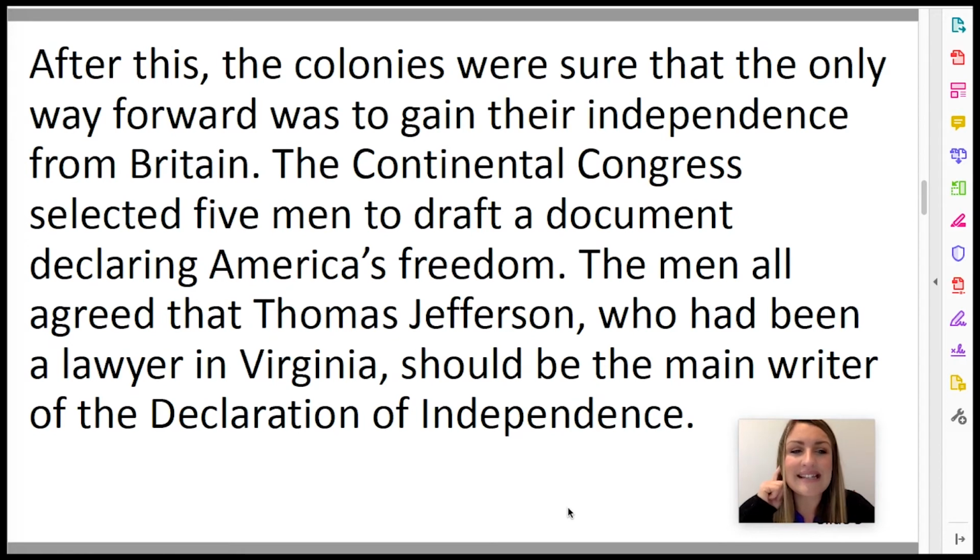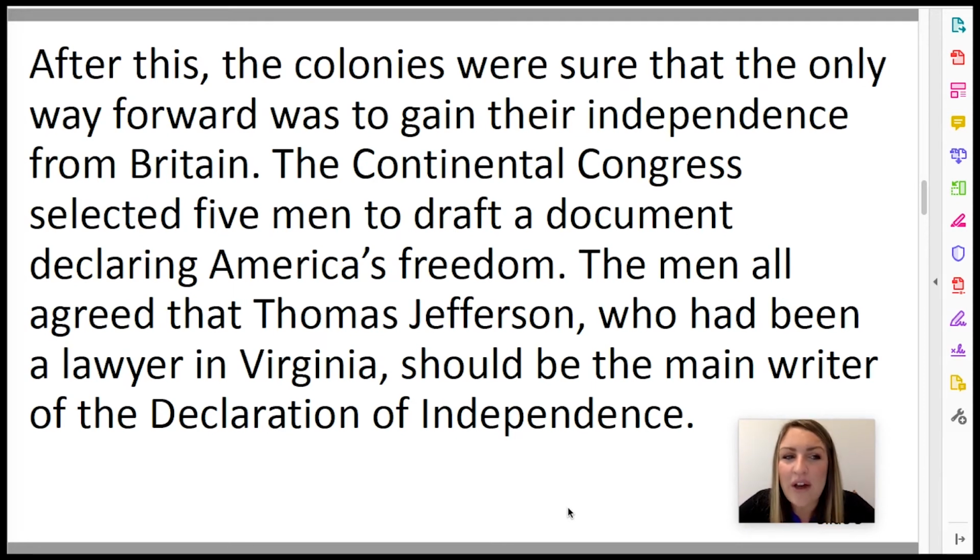Listen to this sentence. The Continental Congress selected 5 men to draft a document declaring America's freedom. Who did the Continental Congress choose? Yes, they chose 5 men. What did they want those men to do? Yes, they wanted to make them draft a document. Draft means to write the first version of a writing. So the Continental Congress wanted 5 men to create a draft or first writing of the Declaration of Independence.